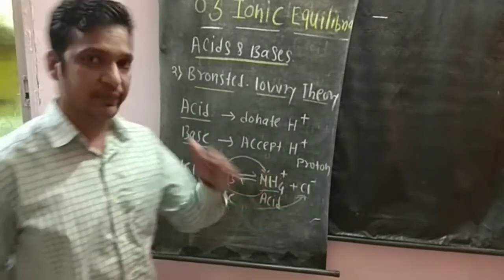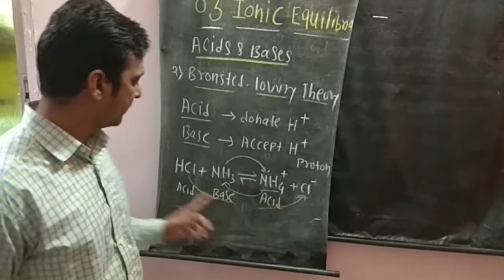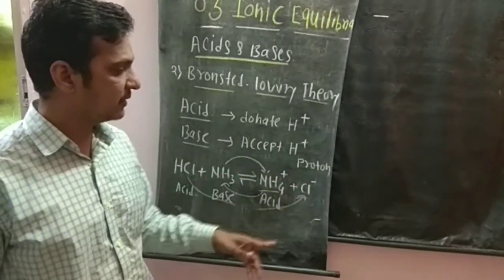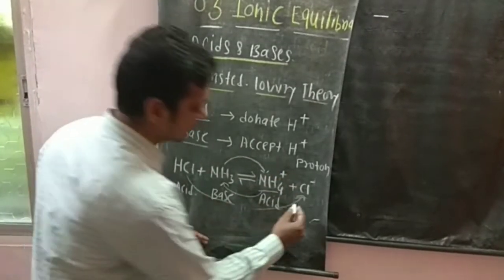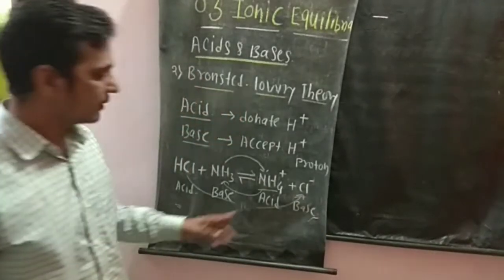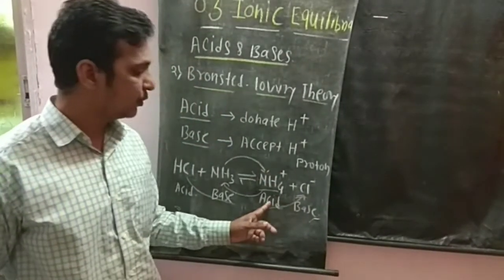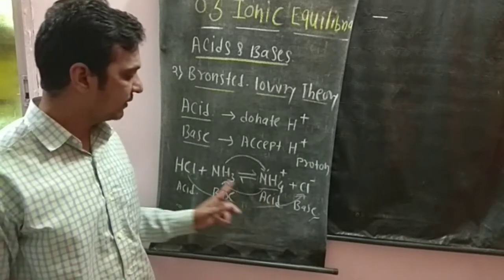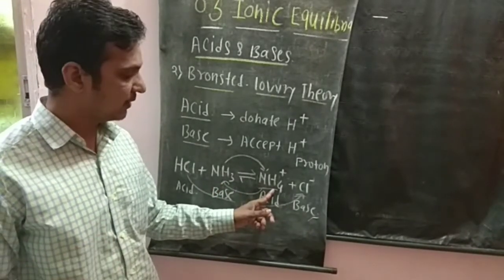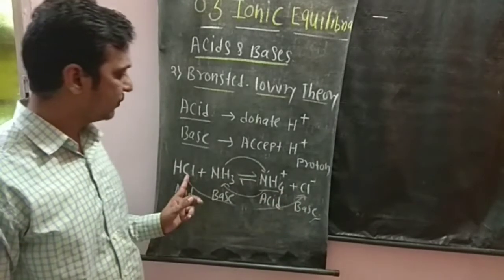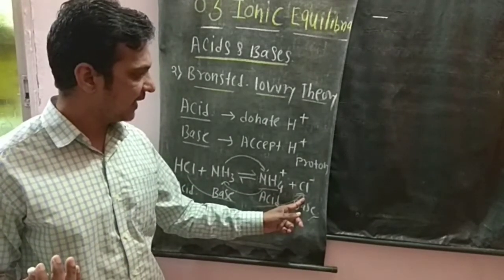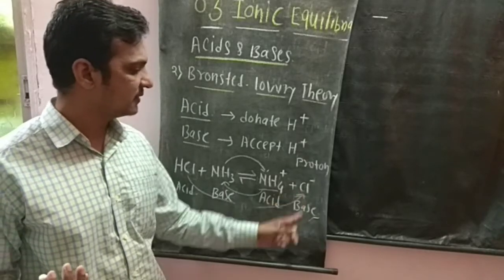And when we talk about the second reactant, Cl minus is converted to HCl by gaining H plus. So that is why Cl minus is a base. NH4 plus is an acid because it donates H plus and converts to NH3. So this is a proton donor. That is why it is called an acid. And Cl minus is converted to HCl by accepting H plus proton, that is why Cl minus is a base.